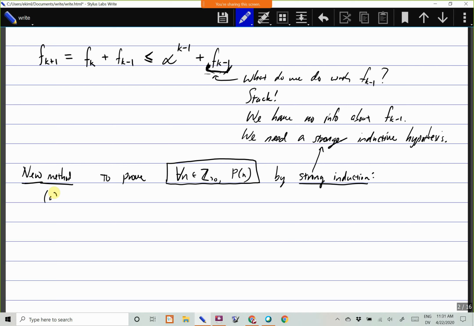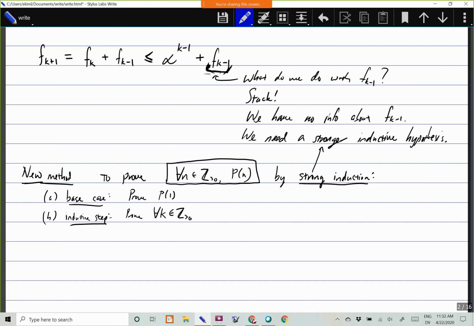The new method has a base case and an inductive step as well. The base case is just as you expect, nothing changes here, so you prove p of 1. The thing that's different is the inductive step looks different. So the inductive step is now you prove, still there's a quantifier here, so I'll just stick with a k. I put an n in my notes, I'll just use a k here, just to change it up.